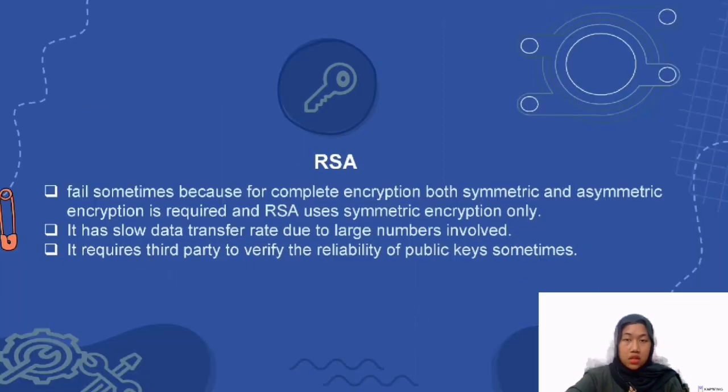Next is RSA. There are a few disadvantages of RSA. First, RSA fails sometimes because for complete encryption, both symmetric and asymmetric encryption are required, and RSA uses asymmetric encryption only. Next, it has slow data transfer due to the large numbers involved, and it sometimes requires a third party to verify the reliability of the public key. So when we are using SHEIN, for example, and we want to make a payment, sometimes we cannot proceed with the payment because our server might be slow and make our payment stuck. So what we can do is sometimes we need to refresh and try again.